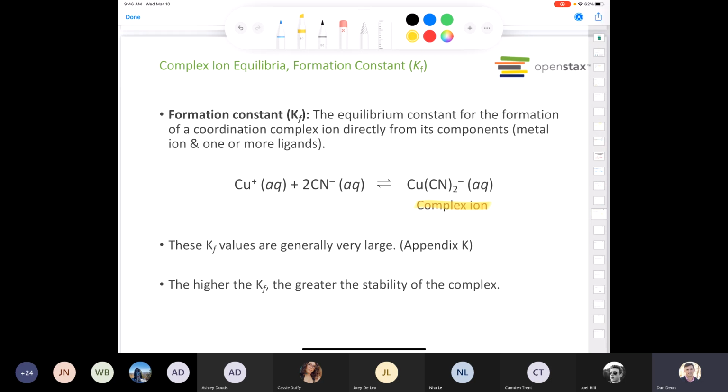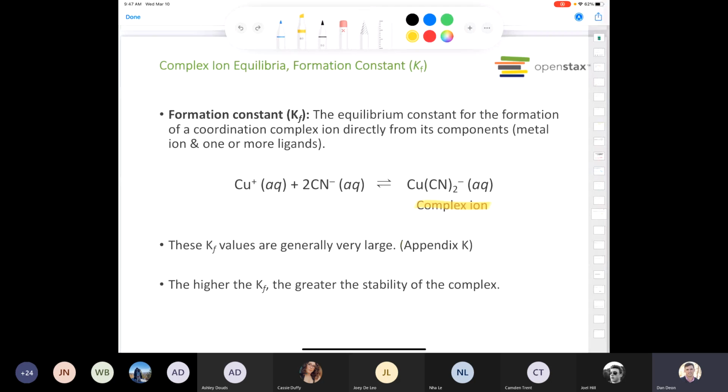The formation constant is the equilibrium constant for the formation of the coordination complex directly from these ions, right? The metal ion and the ligands, in this case cyanide. Well, you can imagine that if you have something that's positive and negatively charged, these are going to have a strong attraction for each other. And so unlike KSPs, which are really tiny numbers, right? You look at some of these KSPs, 10 to the minus 15 and things like that. Well, formation constants, or KFs, are going to be really big values.